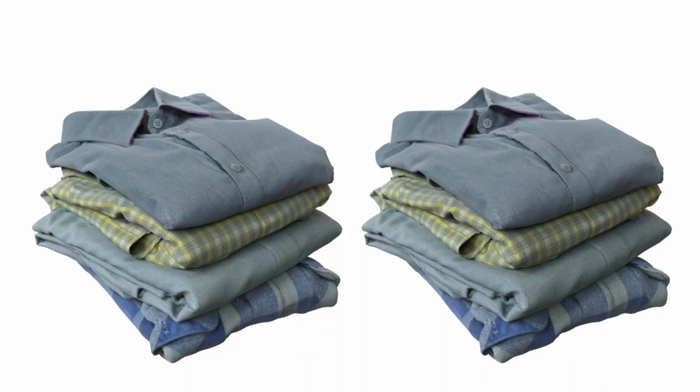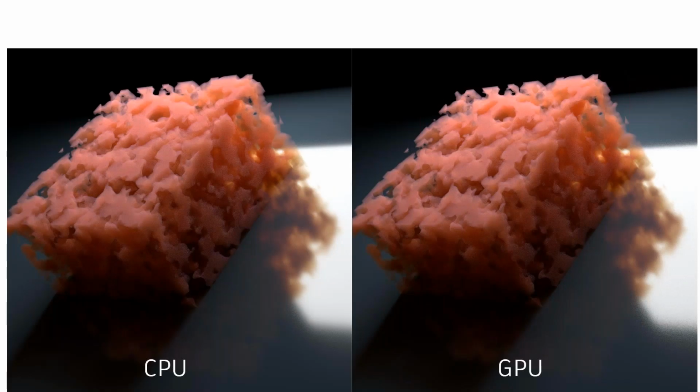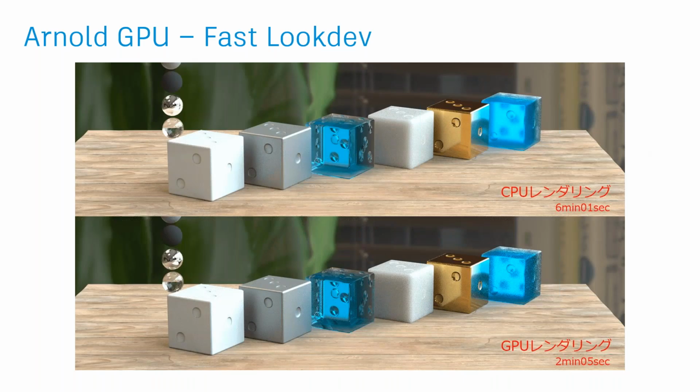Again, these are some cloth renders, volume renders, CPU, GPU. So you can see we're getting a pretty matched up experience between the CPU and the GPU renders, but obviously with a big bump in speed, right?